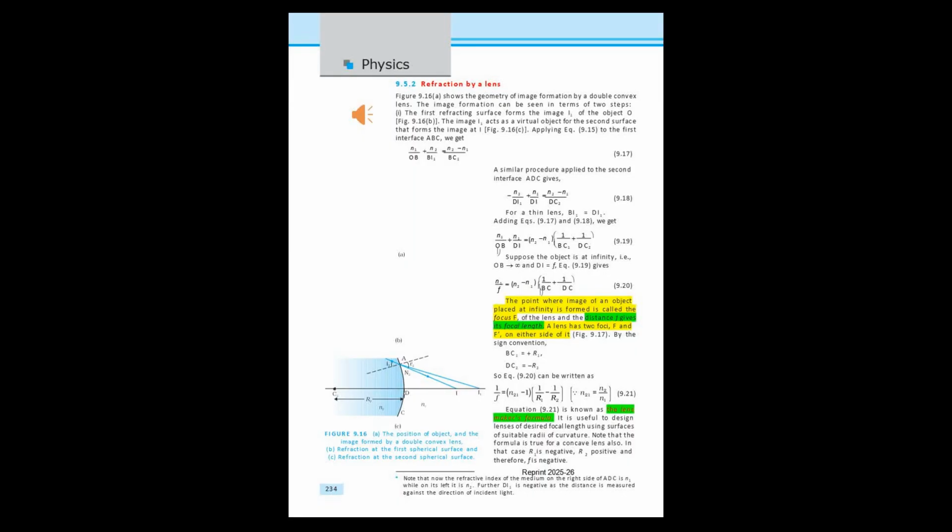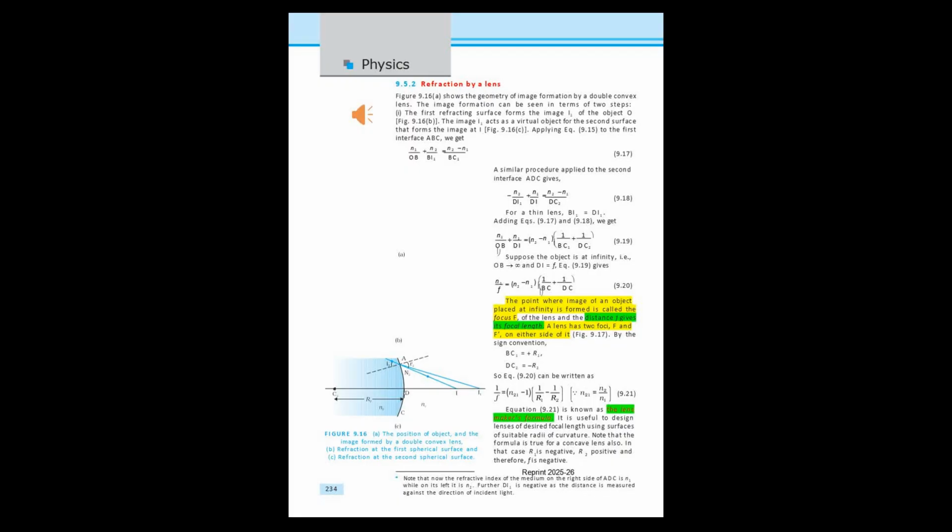Suppose the object is at infinity, that is OB moving to infinity, and DI equal to f. The equation 9.19 gives n1 by f equal to n2 minus n1 into 1 by DC1 plus 1 by DC2. The point where image of an object placed at infinity is formed is called the focus F of a lens, and the distance f gives its focal length. A lens has two foci, F and F dash, on either side of it.